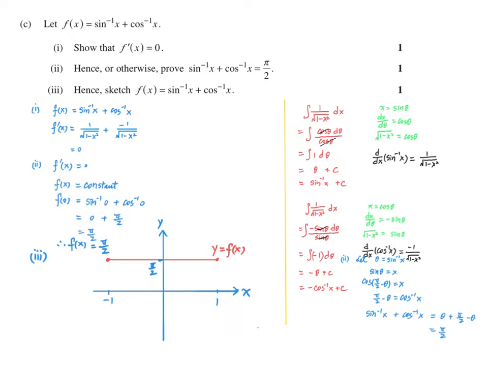Question 3 asks you to sketch this function out. The function of x gives you the constant pi over 2.